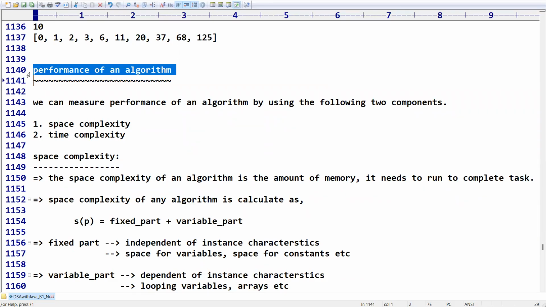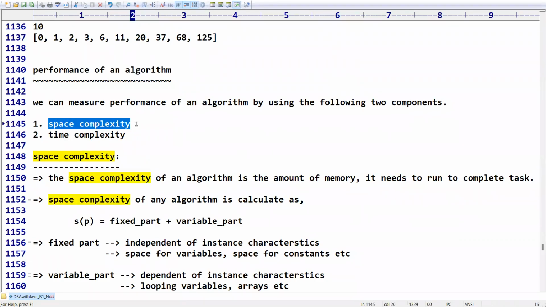For any algorithm, if you want to analyze it, we have two components for that. What is the first one? The first one is nothing but space complexity. Space complexity means the amount of space required by an algorithm to execute or to perform that particular task.